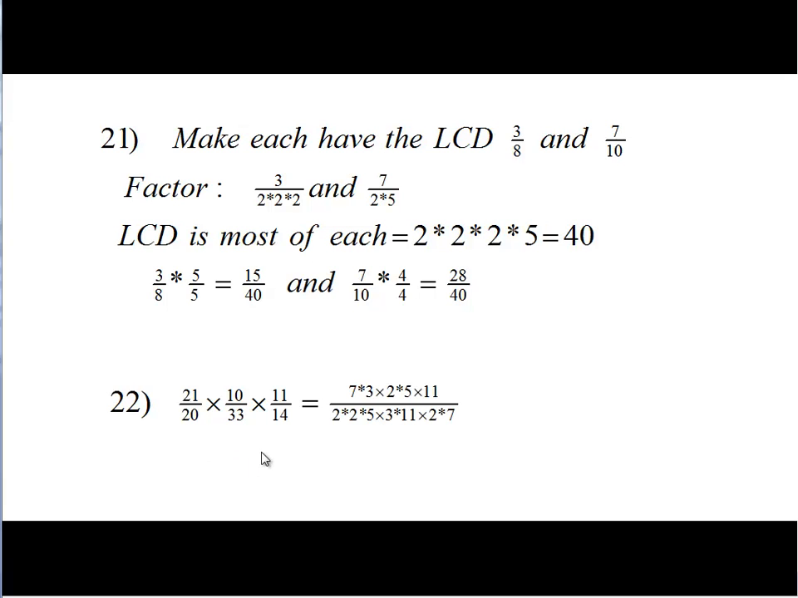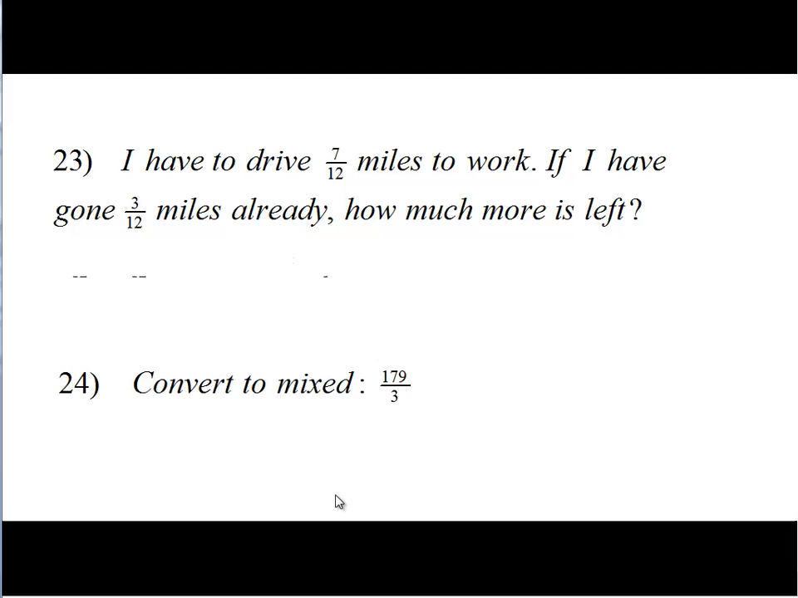21 is 7 times 3. 10 is 2 times 5, 11. And then 20 is 2 times 2 is 4 times 5. 33 is 3 times 11. 14 is 2 times 7. Then I'm going to cancel things. A 2, a 5, 11. A lot of this cancels on top. 1's left over, and 2 2's is all that's left. 7 cancels, 3 cancels, 2 cancels, 5 and 11 cancel. So you have 1/4.